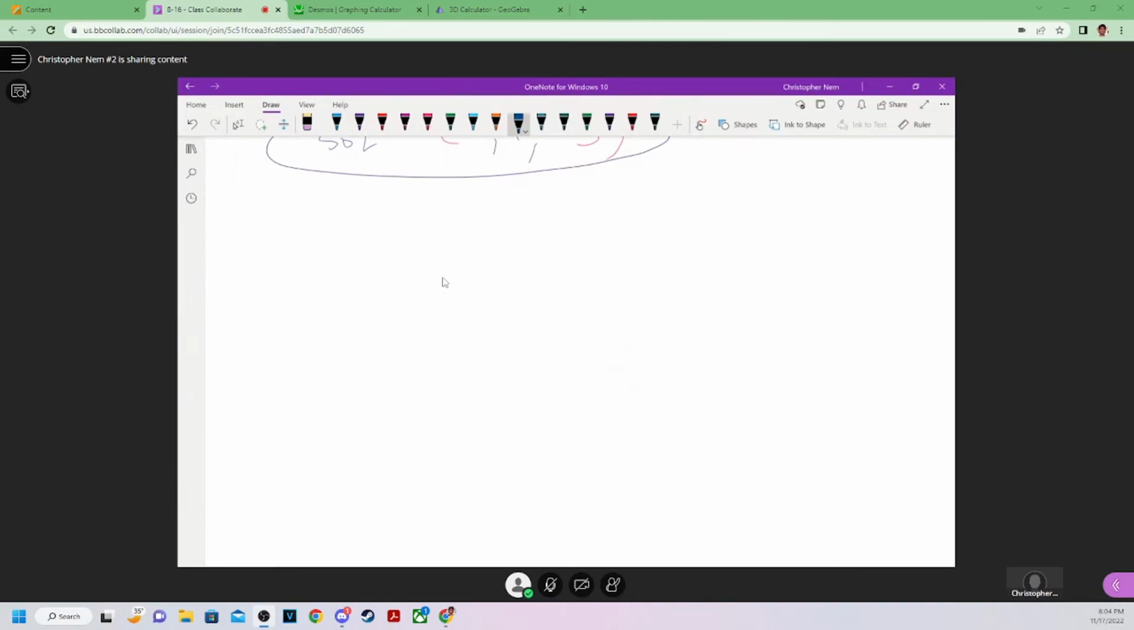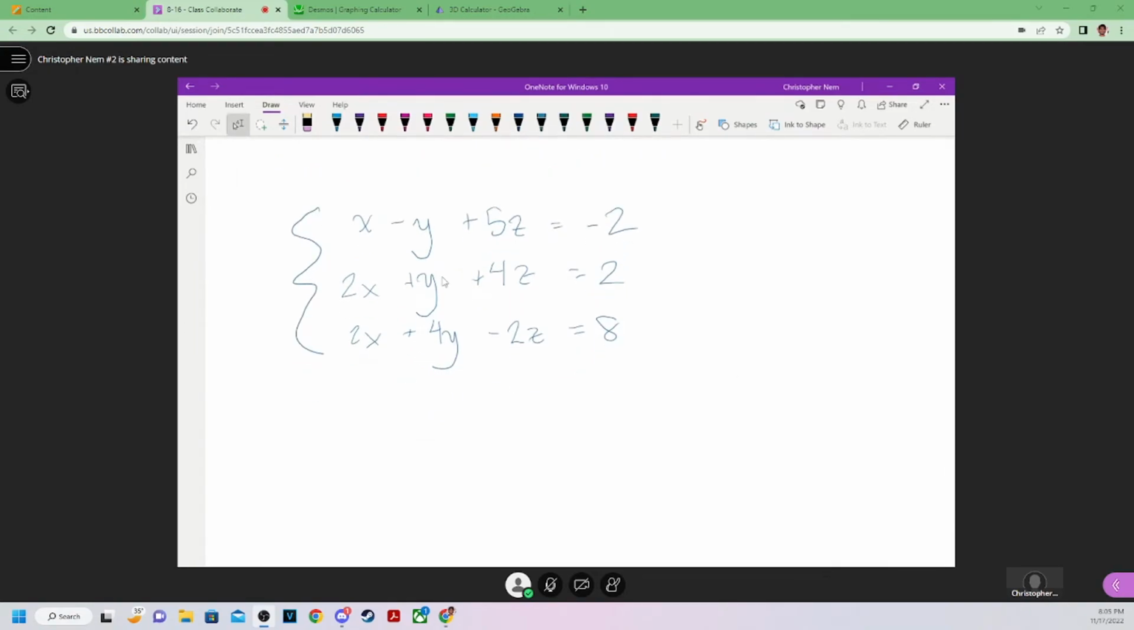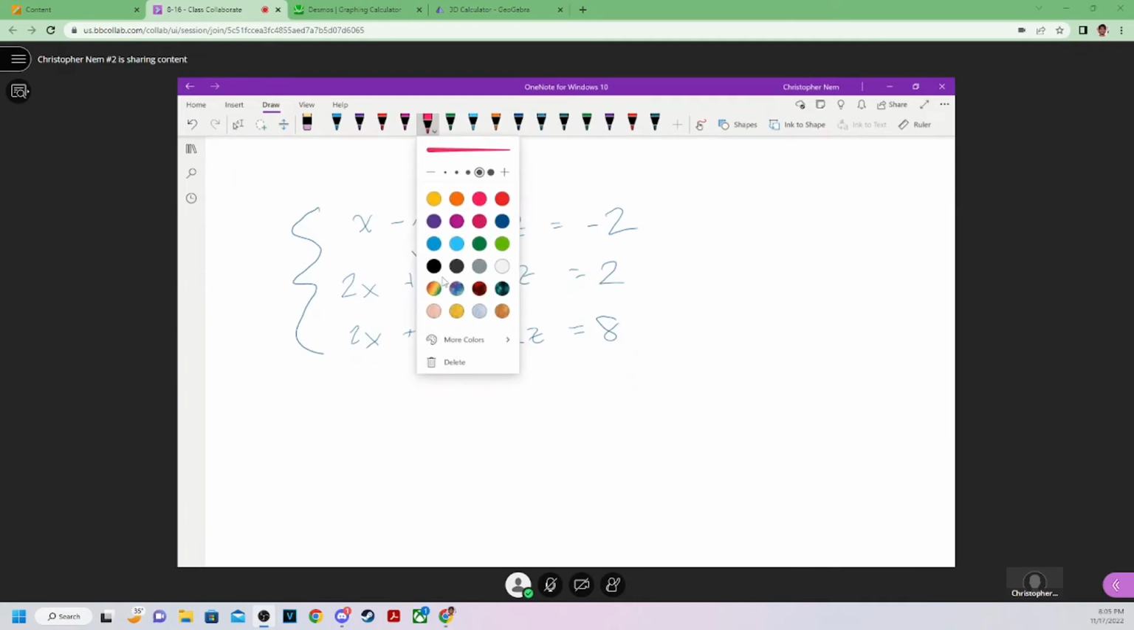So let's work with one with an infinite solution in particular. X minus y plus 5z equals negative 2. 2x plus y plus 4z equals positive 2. And 2x plus 4y minus 2z equals 8. If I wanted to solve this one out, let's go ahead and just try to solve this out together.